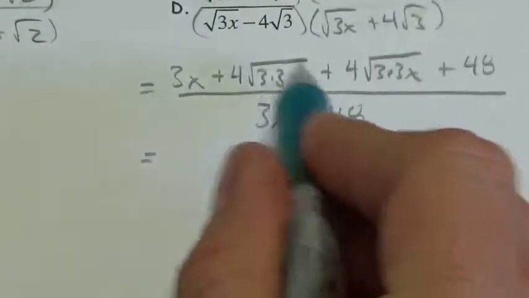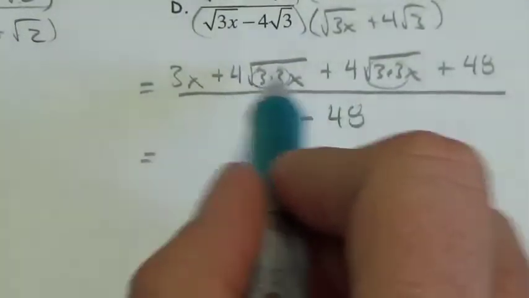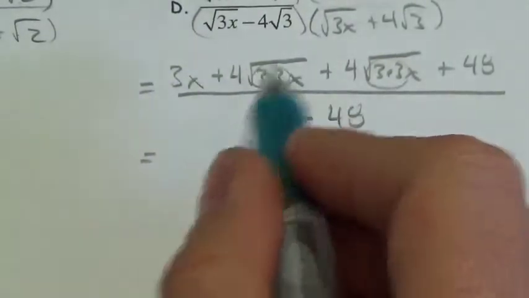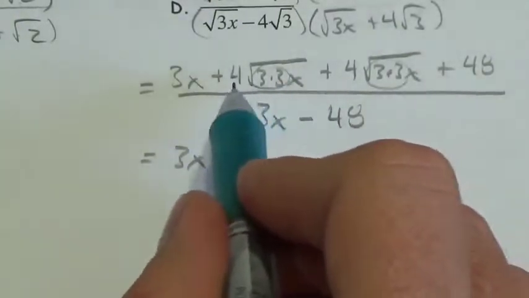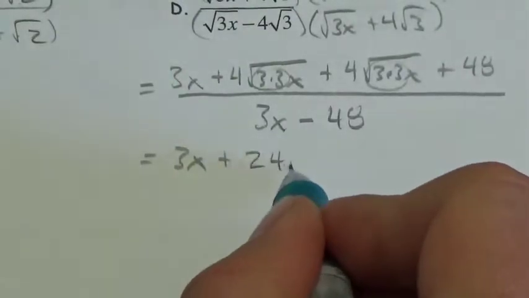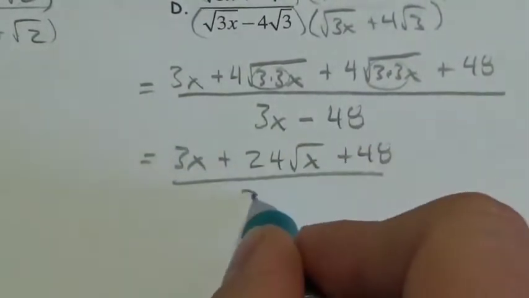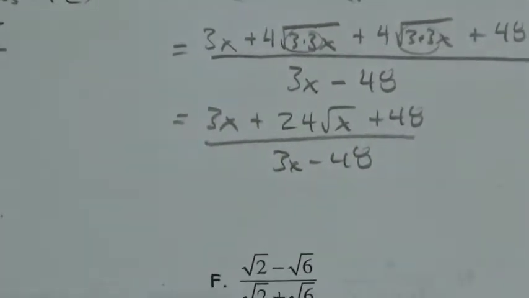Up in my numerator, these are going to simplify down. I'm going to pull out the 3 in both cases, so it's going to be 12 root x. And it turns out there's going to be 2 of them, so it'll end up being 24 root x plus 48 all over 3x minus 48. All right, that's looking really good.